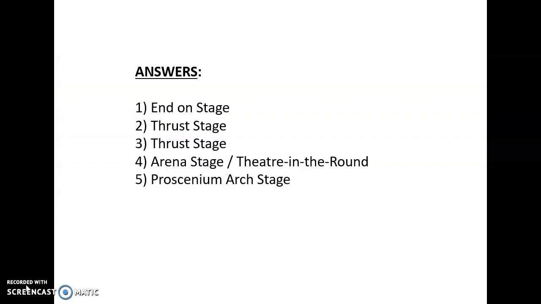Okay, here are the answers. Question 1 was an end-on stage. You could call it a proscenium arch stage, however it hasn't got the arch over the top of it. So an end-on staging would be what that theatre is. Question 2 was a thrust stage. Question 3 was a thrust stage. Question 4, sometimes called an arena stage, but theatre in the round is what we were looking at today, though sometimes it can be called an arena. And question 5, proscenium arch staging.